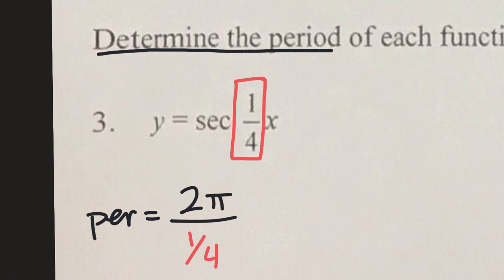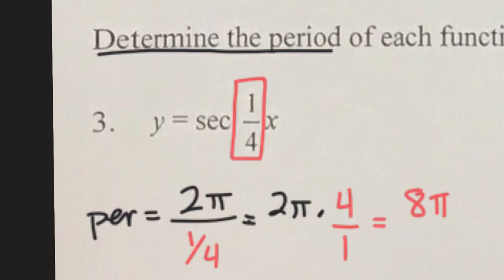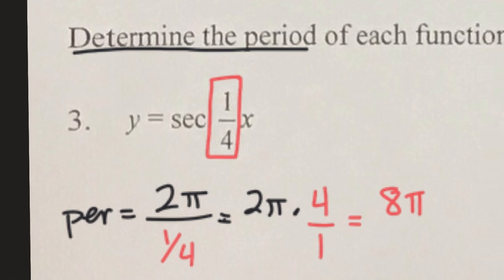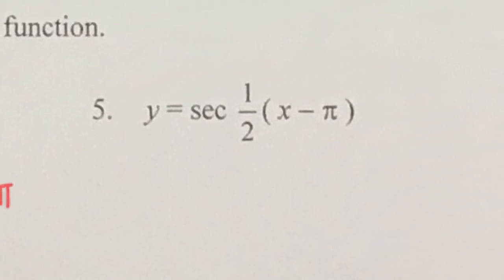Instead of dividing by a fraction, we would like to multiply by its reciprocal. So rather than dividing by 1/4, we multiply by 4/1. So 2 pi times 4 divided by 1 is 8 pi. So this secant of 1/4 x has a period of 8 pi. Okay, really stretching this graph out wide. It is a very wide graph compared to its usual one.